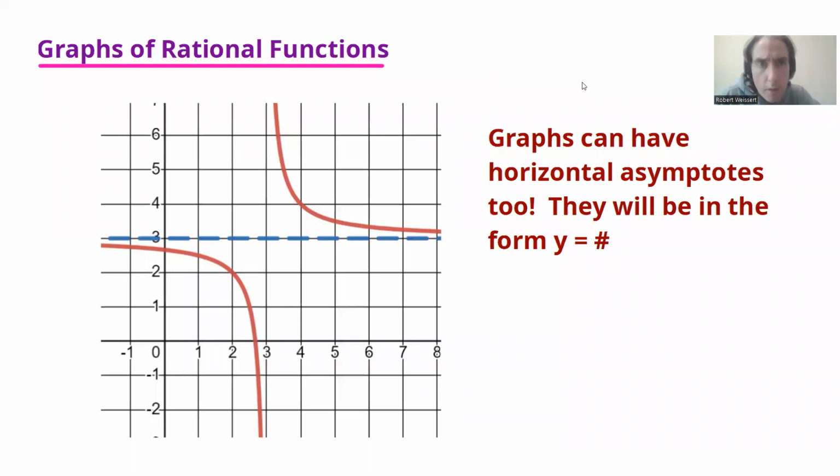Did you know that graphs can have horizontal asymptotes too? They're actually a little bit easier to find because there are a couple of rules we can follow. Horizontal asymptotes, of course, are always going to be of the form y equals a number. Remember, y equals a number because that's a flat line, and a flat line is going to be horizontal. Graphs sometimes have horizontal asymptotes, and sometimes they don't. Let's analyze to see what they are and how to figure that out.